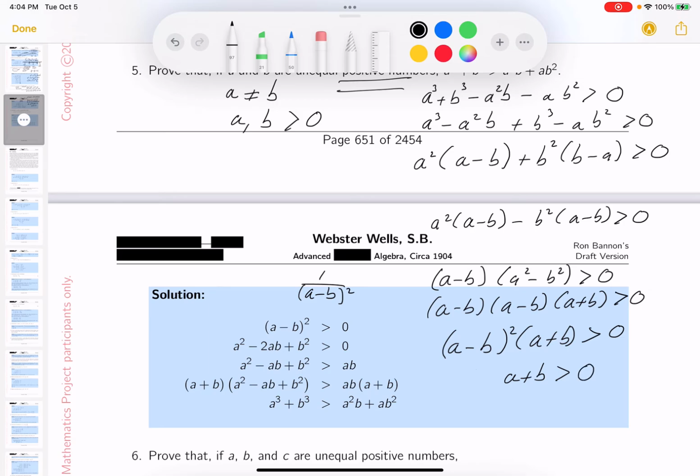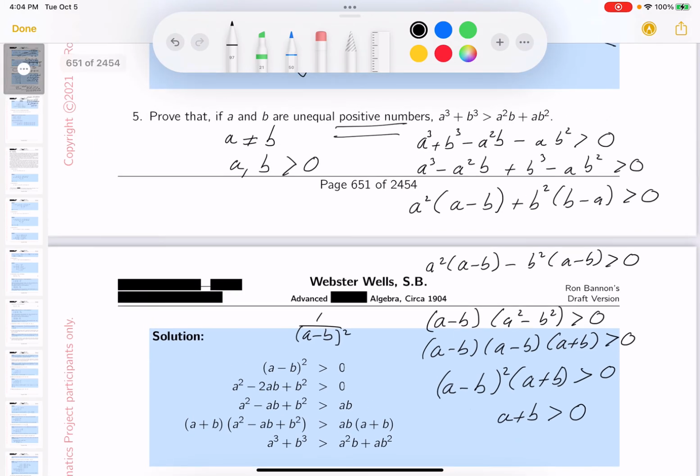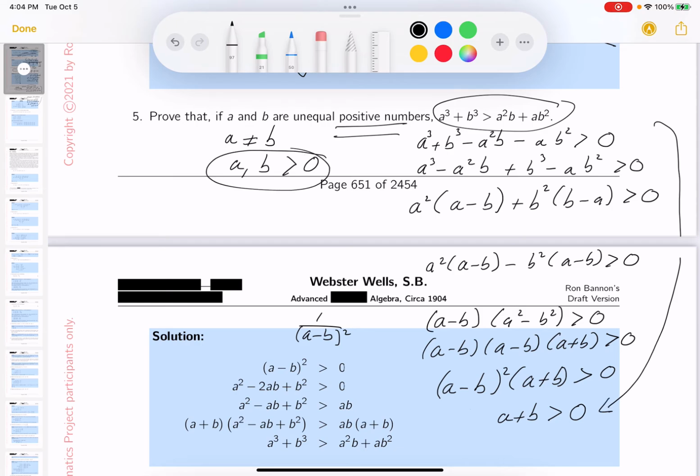All right, let's go back and make sure we understand what we're talking about over here. It says prove that if A and B are unequal positive numbers, that this is true. Well, what did I do? I wrote this down and I followed a path. Now again, I want to repeat this. What do they tell me? A and B are greater than 0. So what does this mean? It's got to be greater than 0. If A and B are greater than 0, A plus B is greater than 0. Both of those numbers greater than 0. We're done. We're good.